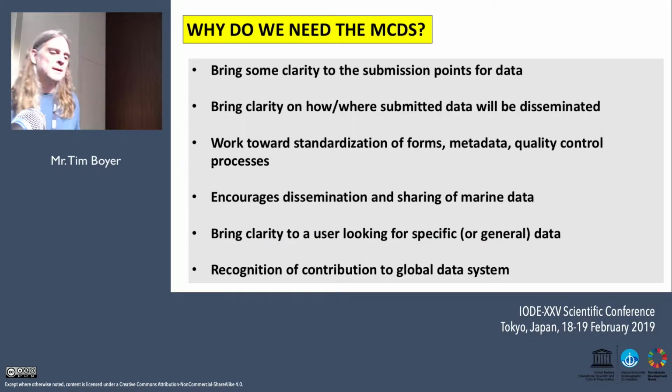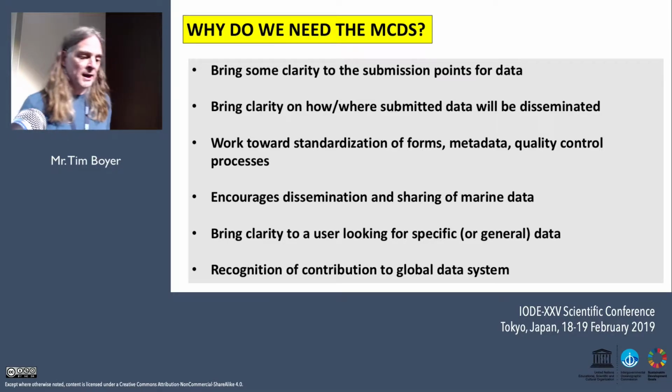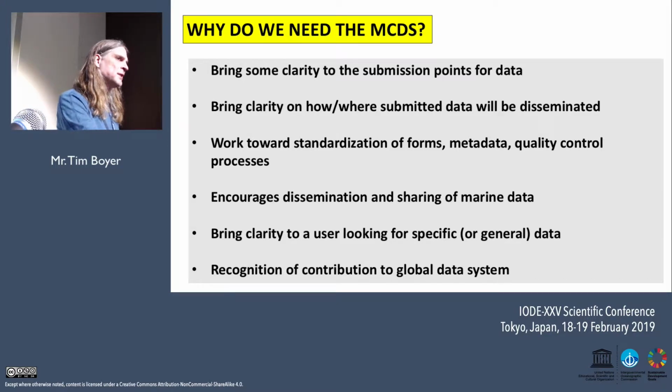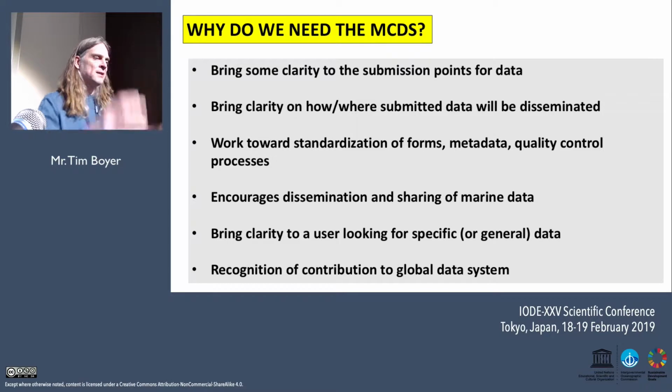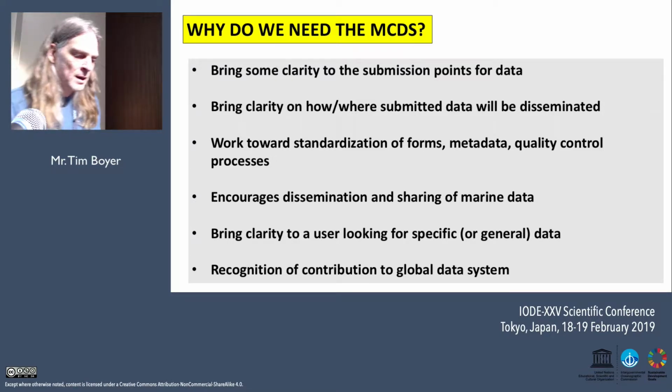So why do we need the Marine Climate Data System? Well, one reason is to bring some clarity to the submission points for data. If you have this system, anybody who has data can know where to go in this system. Where do I put my data? And coupled with that, it brings clarity on how and where the data submitted will be disseminated. Okay, so I put my data in at this point, what happens to it? The Marine Climate Data System will say it'll go to this point, then to this point. So you know what happens to the data you're putting on the system.